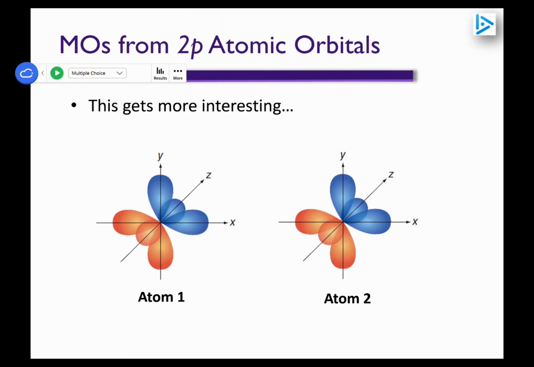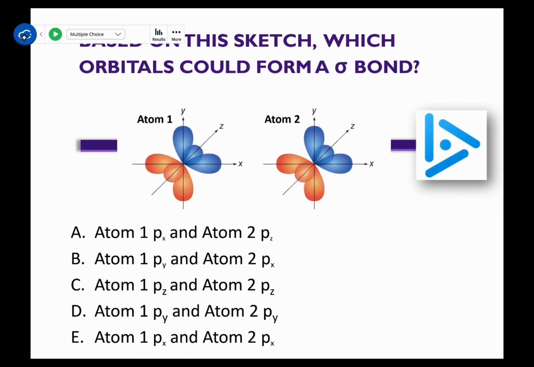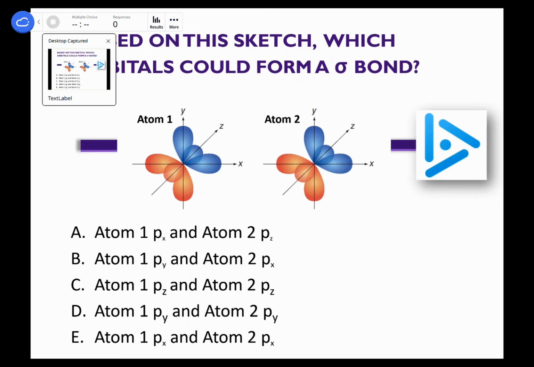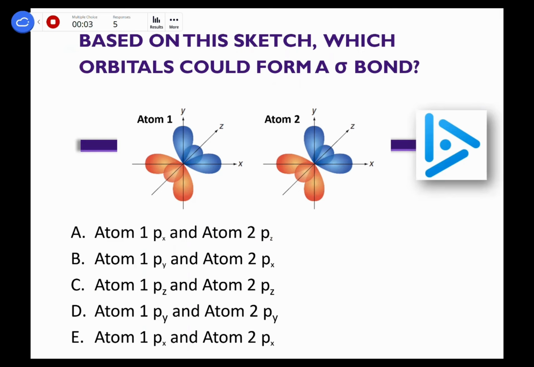Now let's think about atom 1 and atom 2, and we're going to bring them together. But now we're going to think about the px, the py, and the pz. So my question for you is, based on this sketch, the x, y, z axes are drawn in, so use those coordinates. Based on this sketch, which orbitals could form a sigma type bond between atom 1 and atom 2? Chat with the person beside you for like 30 seconds and make your prediction.